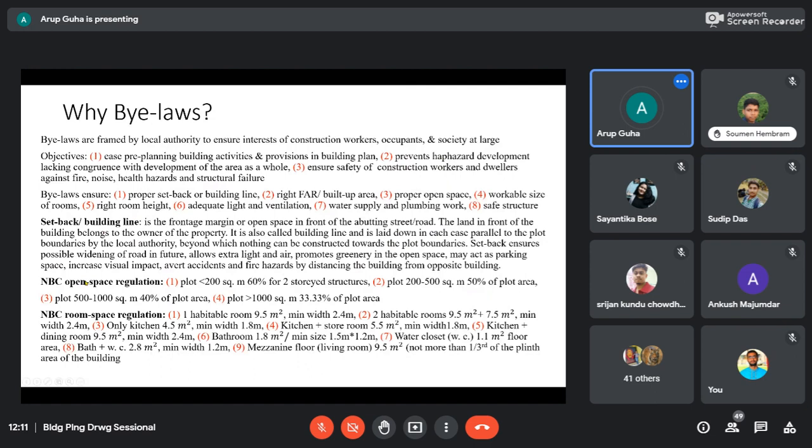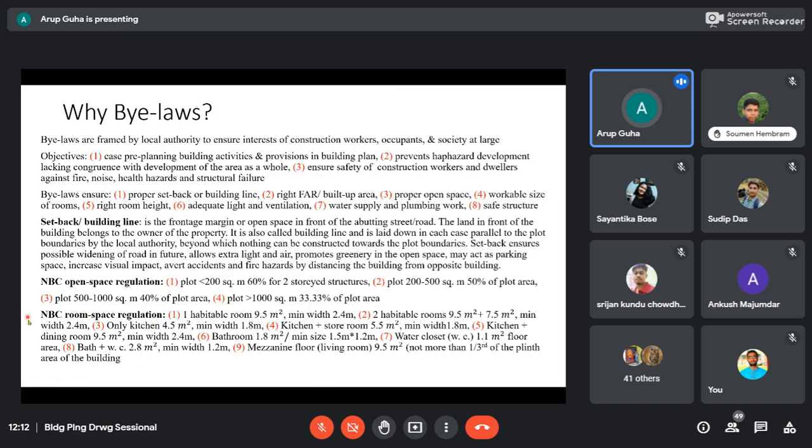So how much to do, those books will tell you. Then the open space regulation: depending on plot size, if it is 200 square meters, 60% can be kept free, 60% should be open. Then 200 to 500 square meters, 50% should be open. For 500 to 1000 it is getting reduced, and greater than 1000 it is 1/3, because as plot size becomes bigger, if the open space is 1/3, then that will actually blow up, okay?